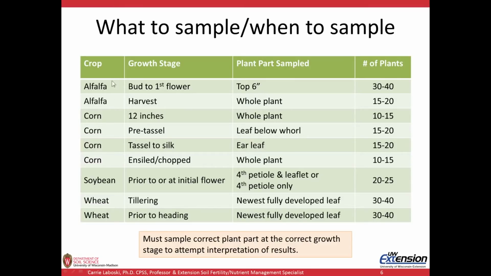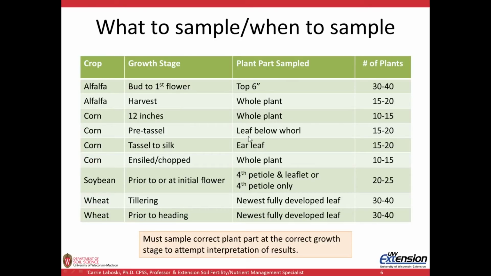So if we look at some of our more common crops here in Wisconsin, for example, alfalfa, we've got the growth stage, bud to first flower. You want to sample the top 6 inches, and ideally you want to take that from 30 to 40 plants. Corn, we have a lot of opportunities here. We can do some sampling prior to the crop being 12 inches tall. You do a whole plant sample.